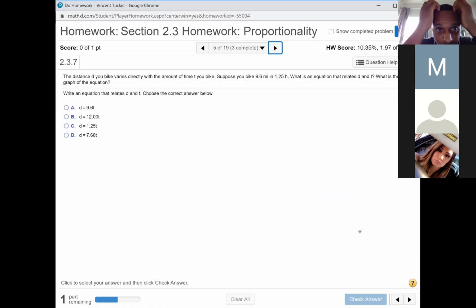the distance D you bike varies directly with the amount of time T you bike. Seems like you should say "your," but okay, you did it twice. So suppose you bike 9.6 and 1.25. What is the equation that relates D and T? Okay, so this is just helping us with concept again. They want us to find what K is. So I'll take a picture of this and then write it out.